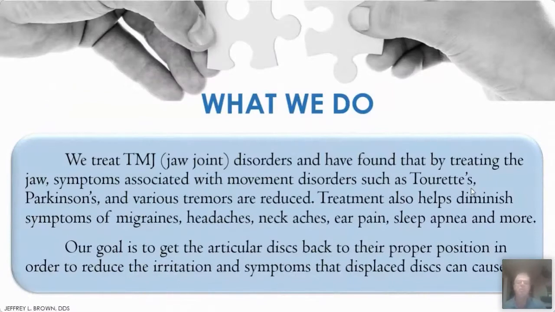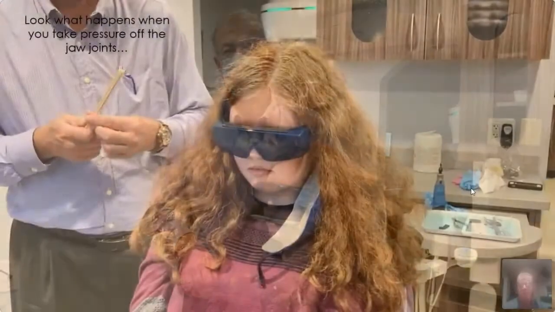So let's get into movement disorders. We have found that by treating the TM joint, we're dealing with things like Tourette's, Parkinson's. Parkinson's, I think, is Tourette's for older people. A lot of our patients come to us with essential tremors, i.e., the hand is shaking, the arm is trembling, head pain, neck pain, migraines. Our goal is to try to get that articular disc back on top of the condyle where it belongs.